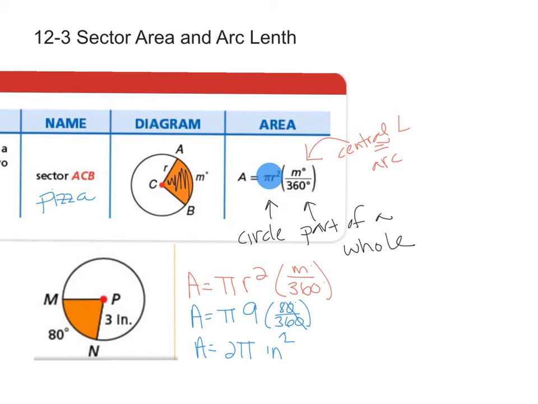So we start with our formula, A equals pi r squared times m over 360. We plug in our values. Since r was 3, I plug that in here. 3 squared is 9, times our fraction, which is our degrees. In this case, I use the arc, 80, which would be the same as the central angle, and divide it by 360. In my calculator, I can put 80 over 360 as a fraction, or I can simplify that to 8 over 36. Multiply that by 9, and I get 2. Put back my pi, and it's always going to be inches squared because it's area. 2 pi inches squared is the final answer.